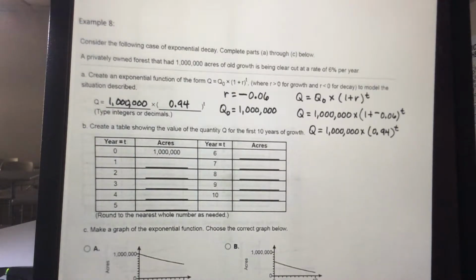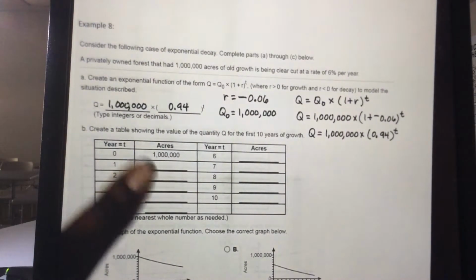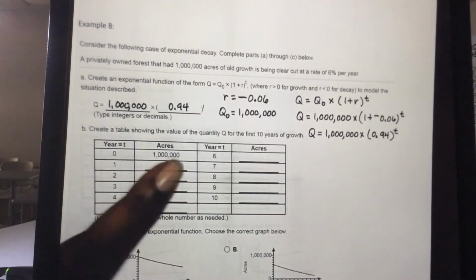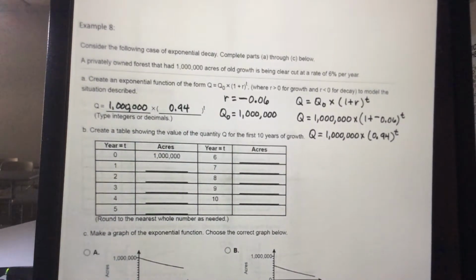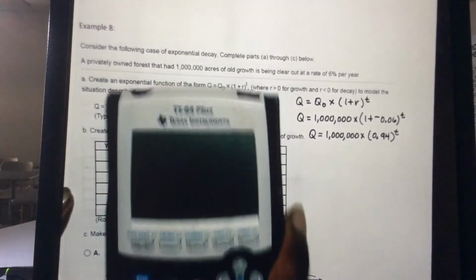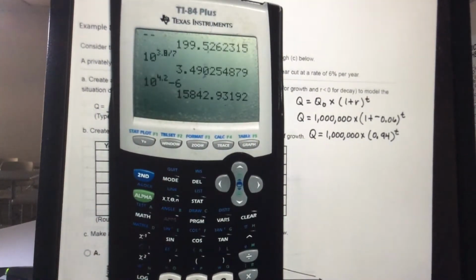So that's part A. Now in part B, you're going to create a table showing the value of the quantity Q for the first 10 years of growth. So here, use year sub 0 as 0 for the first year. Well, 0, that's 1,000,000. Now, for year 1, here we can do this in the calculator. And I'm going to show you the quick way of doing this.